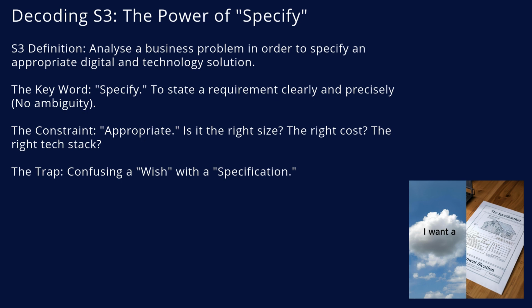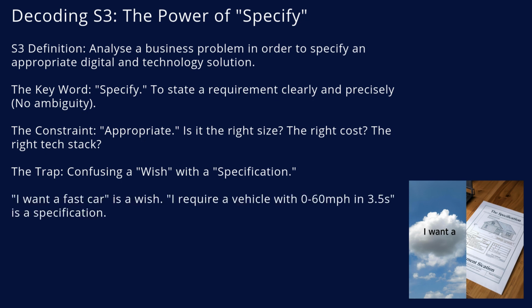The trap many apprentices fall into is confusing a wish with a specification. If a stakeholder says, "I want a fast car," that is a wish. It is subjective. If you say, "I require a vehicle that accelerates from 0 to 60 miles per hour in 3.5 seconds," that is a specification. One is a feeling, the other is an instruction. S3 is about writing instructions.